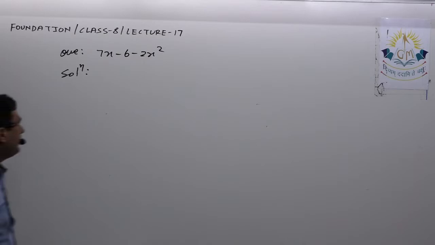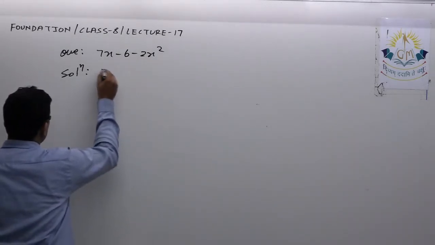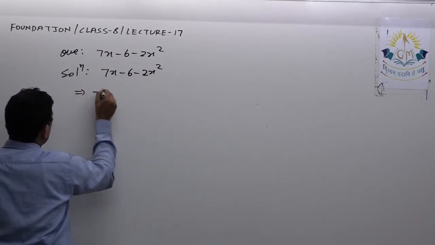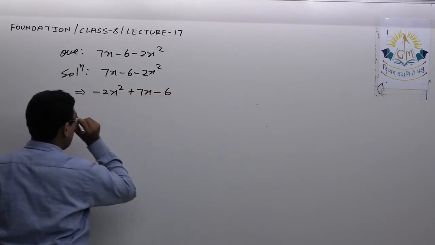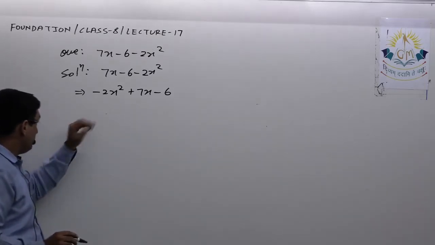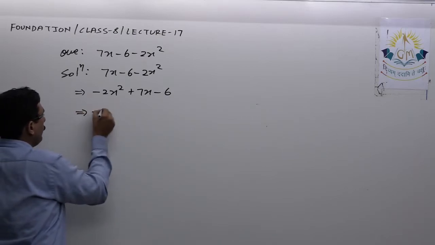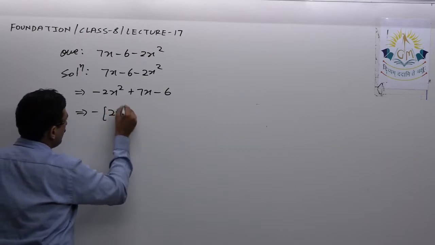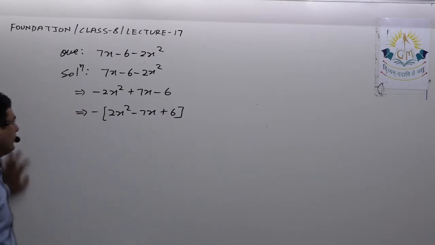So the very first thing, we'll write this in the standard form. So here we have 7x minus 6 minus 2x square. So the very first thing, minus 2x square plus 7x minus 6. Now here the first term is negative. So next thing we do, we make it positive by taking minus sign common. So this will become 2x square minus 7x plus 6. Okay, 2x square minus 7x plus 6.